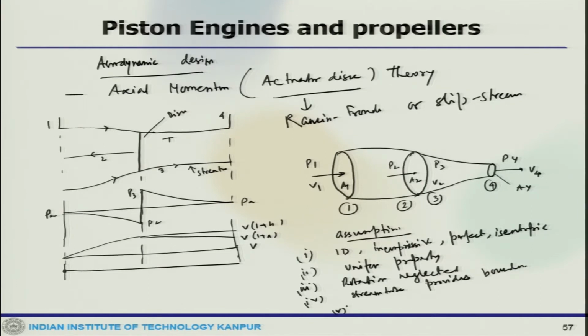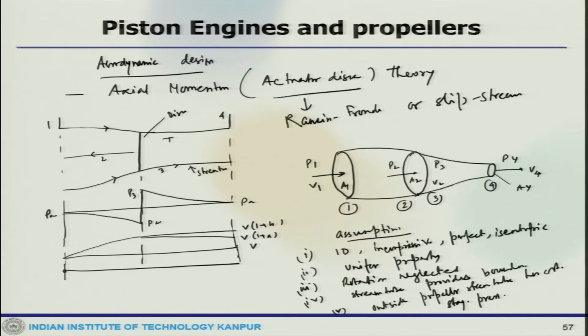And then fifth, the flow outside the propeller stream tube has constant stagnation pressure, no work is done. So, outside the propeller stream tube has constant stagnation pressure.